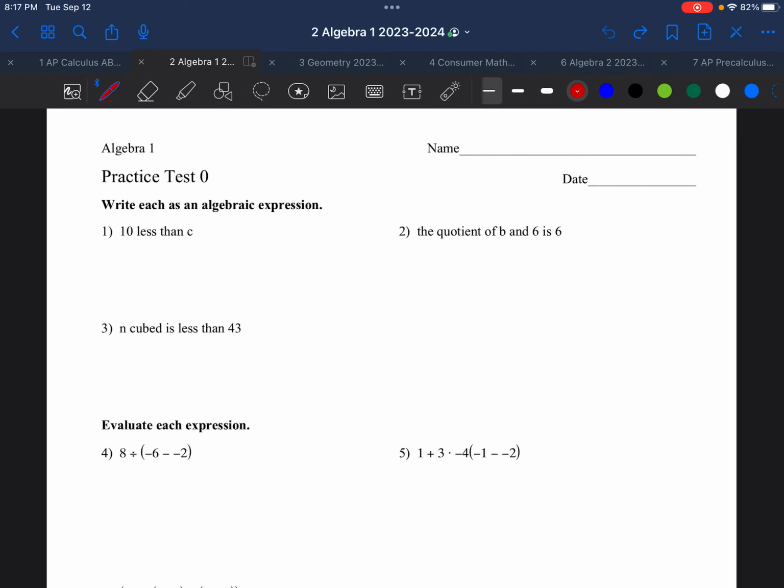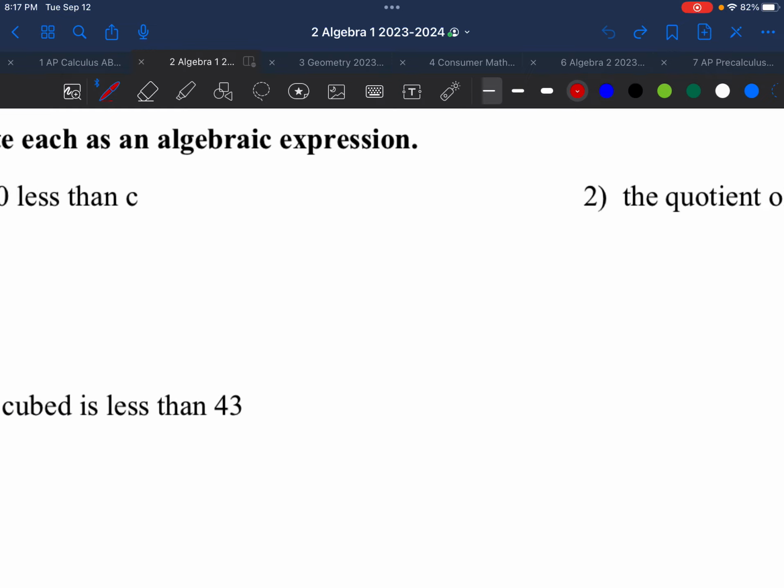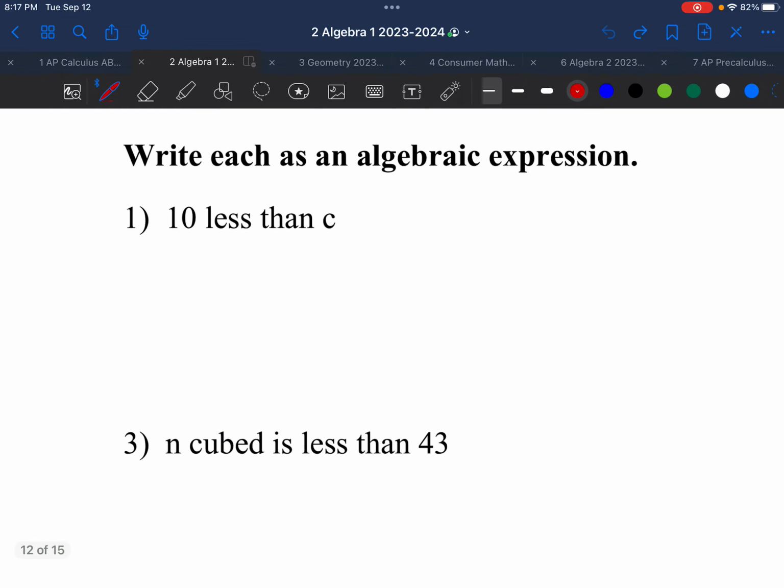This is Algebra 1, practice test 0. Let's begin. Write each as an algebraic expression. So I need to do 10 less than c.